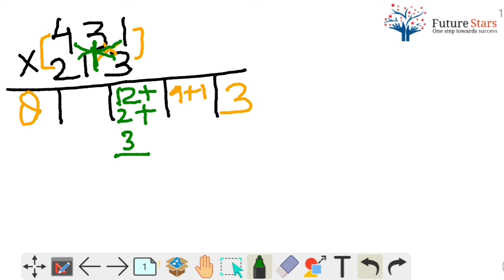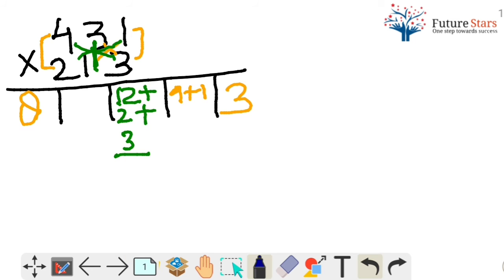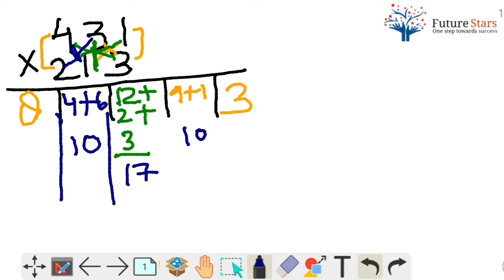Fine. Now do the cross multiplication between the first 4 numbers. So 4 into 1 is 4, and 3 into 2 is 6. Now 12 plus 2 is 14. 14 plus 3 is 17. And here you got 10, and here you got again 10, right? You can see it.